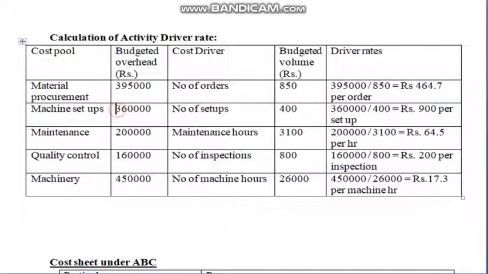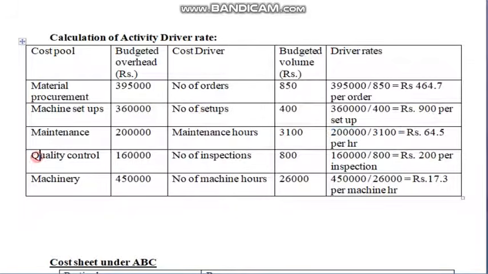Now the cost of machine setup is 3,60,000, and this cost is based on the total number of setups. The total number of setups is 400. Now 3,60,000 divided by 400, so cost per setup will be rupees 900. Now the cost of maintenance is 2 lakh, and that is based on maintenance hours. Maintenance hours is 3,100. So 2 lakh divided by 3,100. Now the cost per hour is 64 rupees 50 paisa.